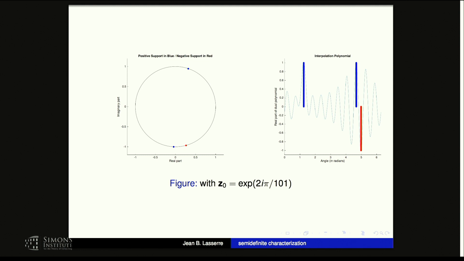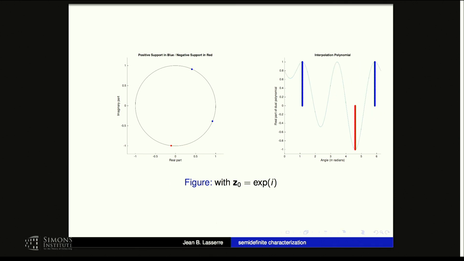This is when I fix Z0 like this, but you can also fix Z0 to be irrational on the torus, and then it's much more interesting in a sense because, with this choice, the points are much more separated, and numerically it's even easier because the support is more separated, right?